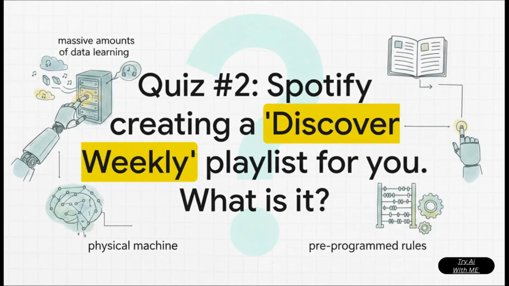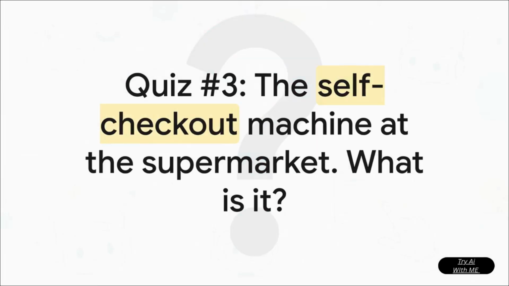Is this a physical machine? Like, can you reach out and touch Spotify? And is it learning from a massive amount of data to make its choices? Or is it just following some simple pre-written rules? And the last one for our quiz. Think about this machine. Is it really thinking for itself and making complicated decisions? Or is it just doing a simple physical task over and over again that a person used to do? Which category or categories does that fall into?